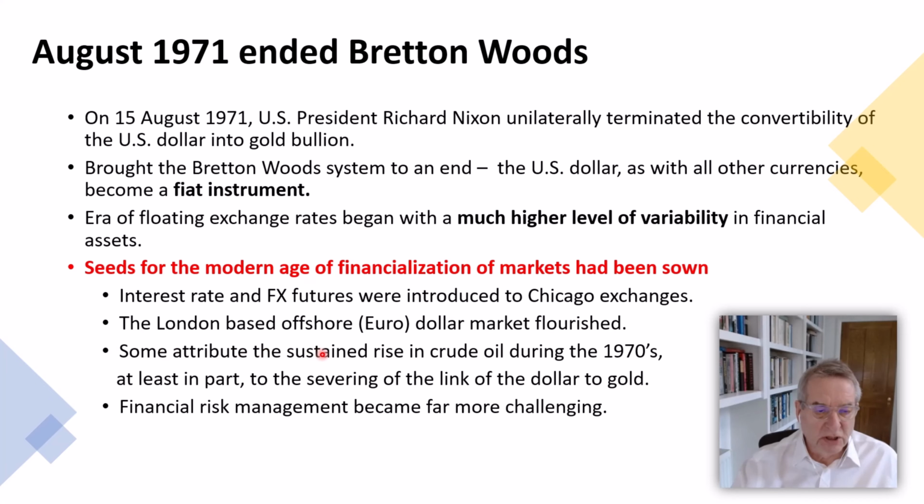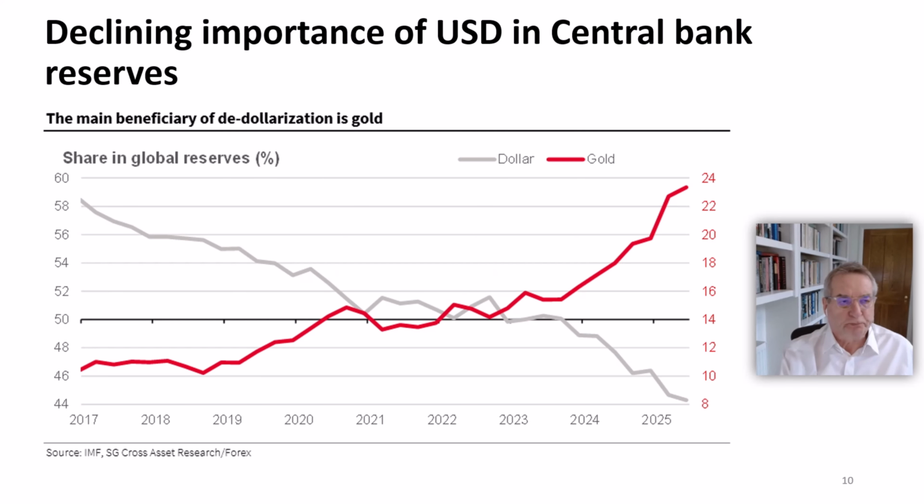Some have attributed the sustained rise in crude oil during the 1970s, at least in part, which of course was a major contributor to the really rather dramatic inflation problems that arose during the 1970s, even going into the early 80s, some have attributed this rise in crude to the severing of the link of dollar to gold, and financial risk management became a lot more challenging as a result of the increased volatility of currencies and other financial assets.